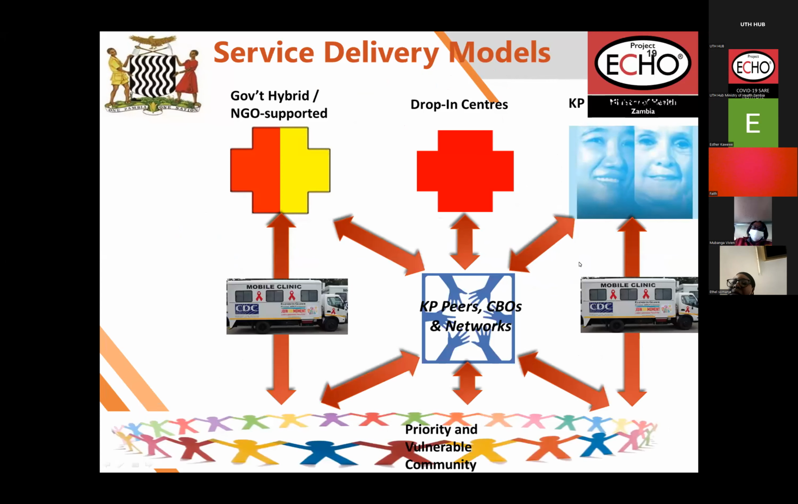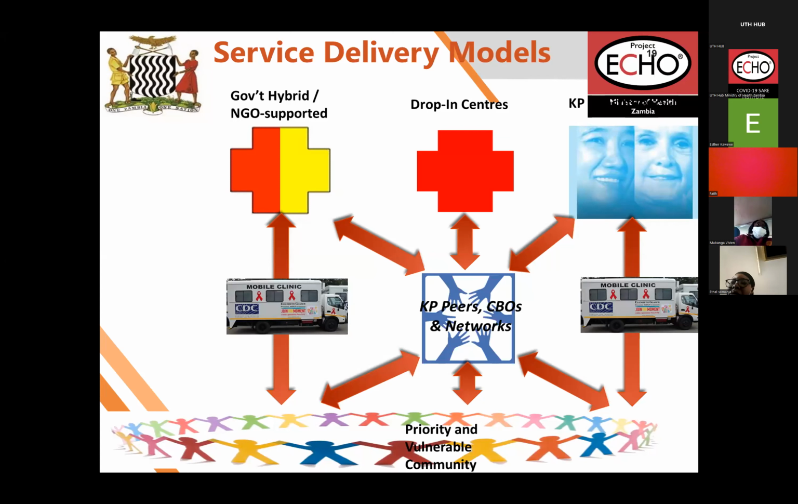This slide talks about service delivery models. There are quite a number of different service delivery models. There are peer-to-peer models. There are community-based organizations that are working. I'm sure in your various provinces and communities, there are networks.